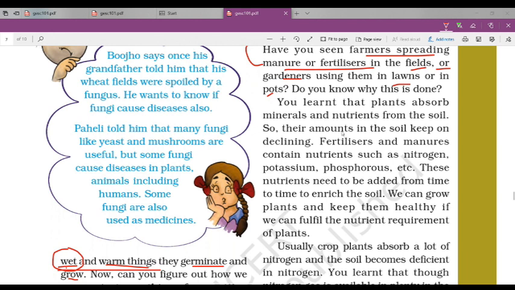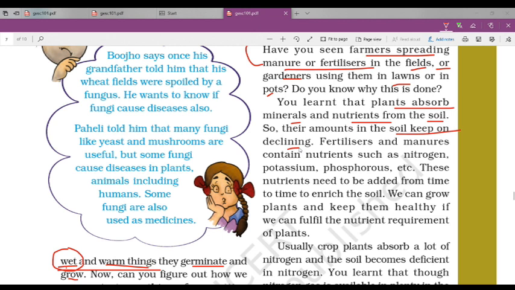So that is the method of replenishing the soil for nutrients. You learned that plants absorb minerals and nutrients from the soil, so their amounts in the soil keep on declining. Definitely, if something is used from the soil continuously, as plants are using, a time will come when those nutrients decline in the soil. So it is required to replenish those nutrients in the soil so that plants can grow healthy.